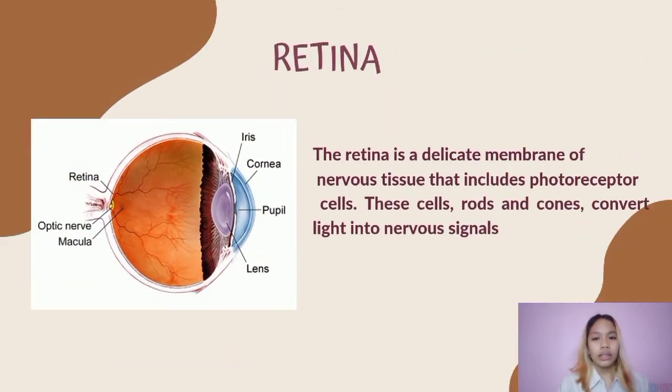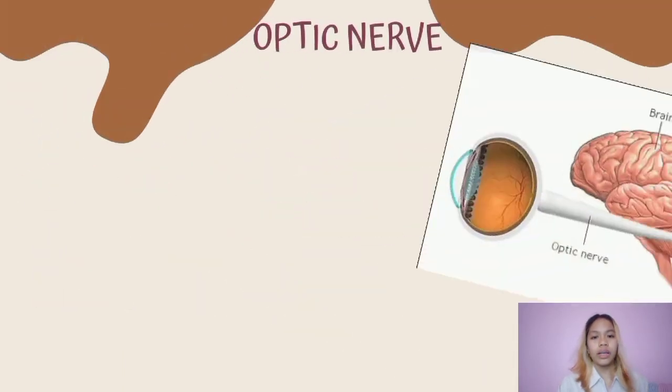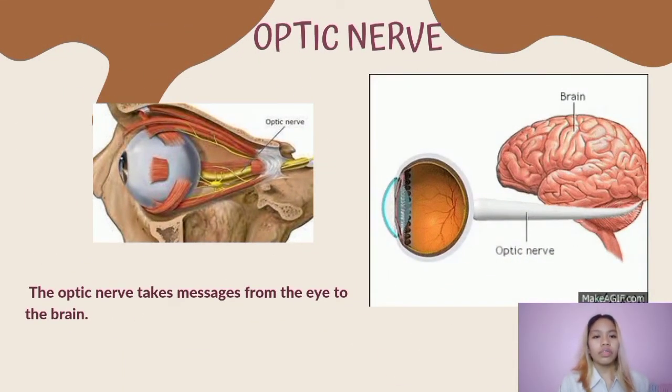The retina is a delicate membrane of nervous tissue that includes photoreceptor cells. These cells, rods and cones, convert light into nervous signals. The optic nerve takes messages from the eye to the brain. As we can see in the picture or in the GIF, this is the process of how we receive messages using our eyes.